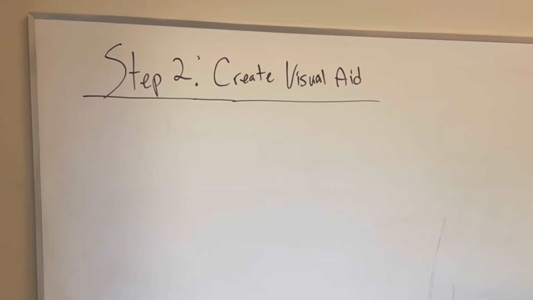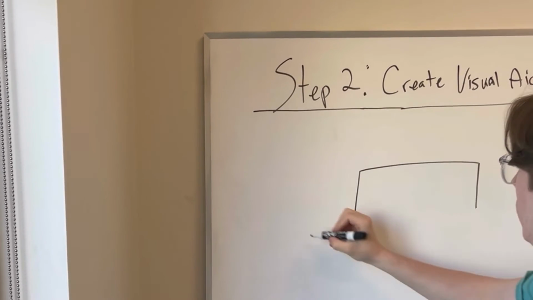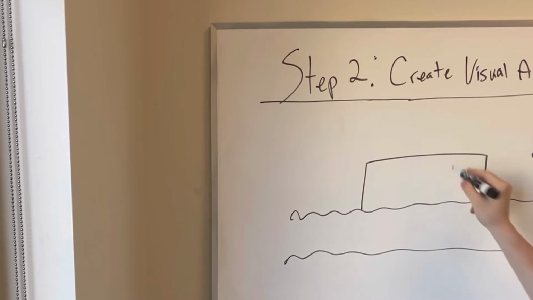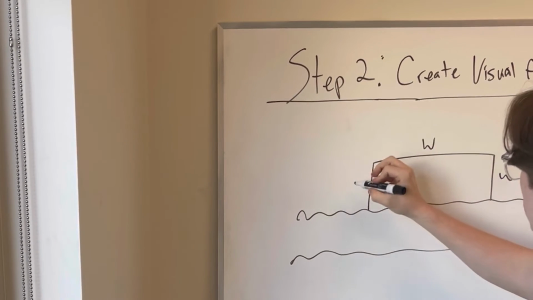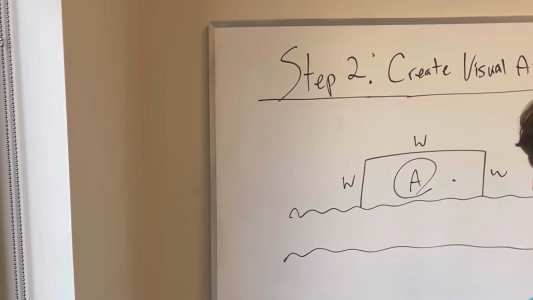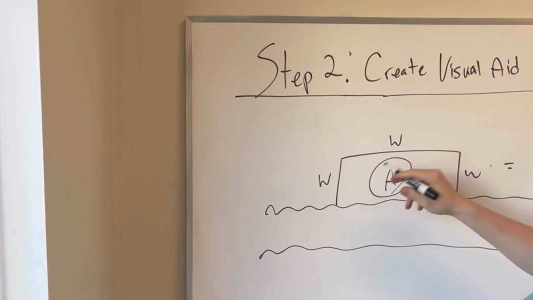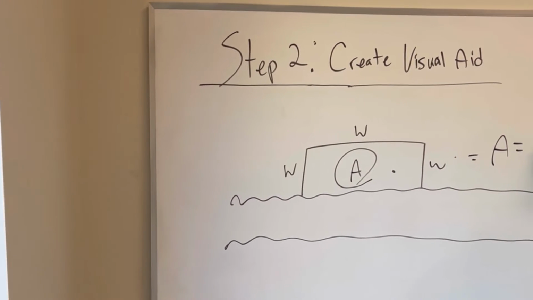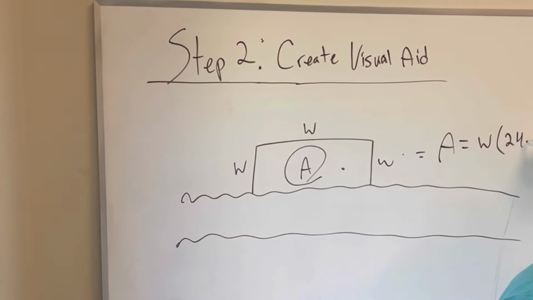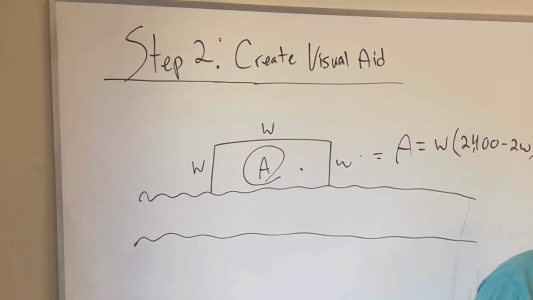Alright, so step 2 is creating a visual aid. We're going to make a small fence on 3 sides and a river going under it. The sides of the fence will all be represented by W, and the area is what we're trying to find on the inside of the fence. We will have to create formulas to have A equal W, which is the length, times 2,400 minus the 2 W's. That'll be our area formula.